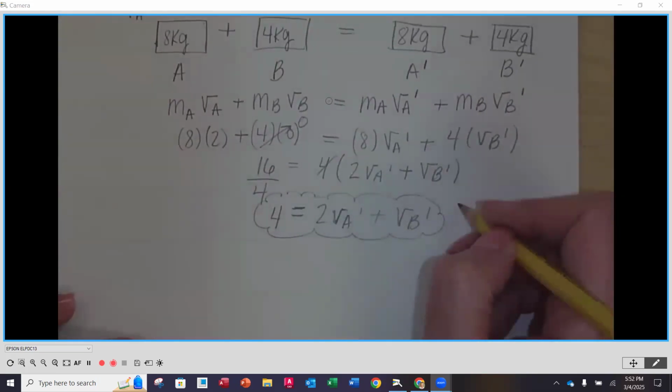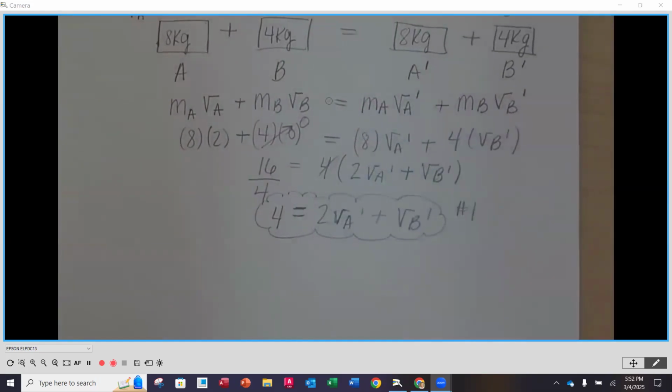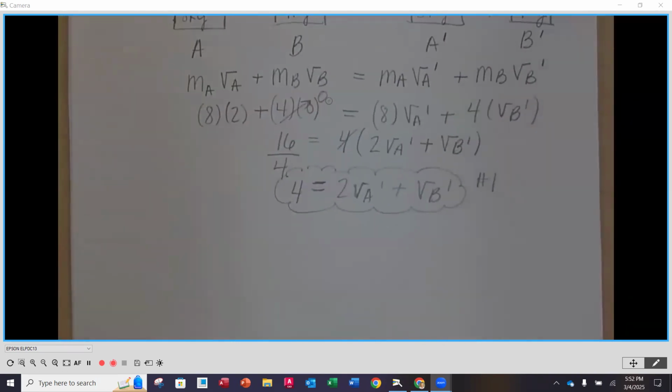So we're going to call this equation number 1, because we're going to have another equation where we're going to have the same 2 unknowns, and we'll get to use substitution to solve for what we need. So we're going to just leave that sit there for right now. The other equation where we can get this A prime and B prime is through that coefficient of restitution.